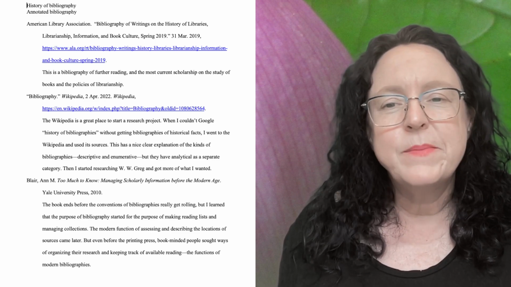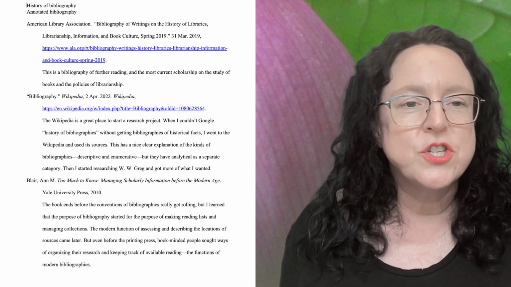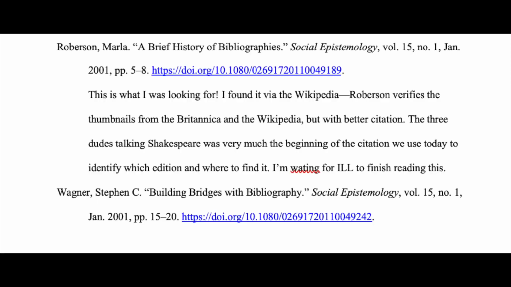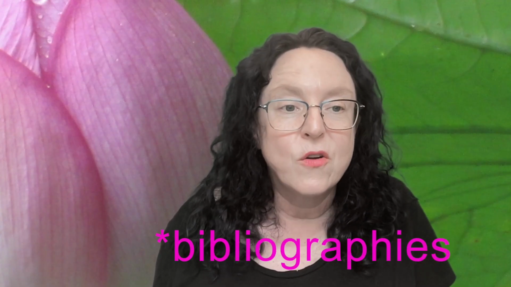The Wikipedia led me to the book from Blair, Too Much to Know, and to Robertson's article, A Brief History of Bibliographies, which is what I was looking for all along, and couldn't find because try finding information about the history of bibliographies, and the first thing that you find is bibliographies about history. So that's annotated bibliographies and the beginnings of reading bibliographies.